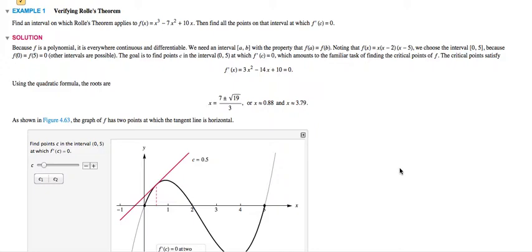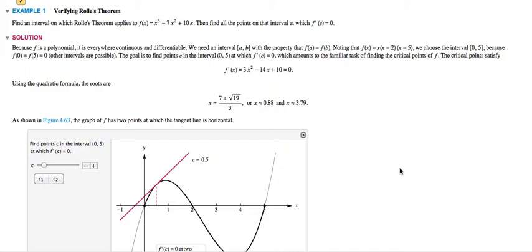Example 1 asks us to verify Rolle's theorem. It says find an interval on which Rolle's theorem applies to x to the third minus 7x squared plus 10x. And then find all the points on the interval at which f prime of c equals 0. Now first we need to consider the two restrictions. We need to consider whether or not the function is continuous and differentiable. But here we're dealing with a polynomial, so that's not an issue at all.